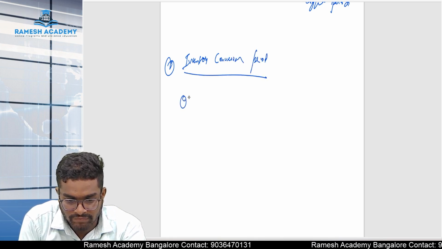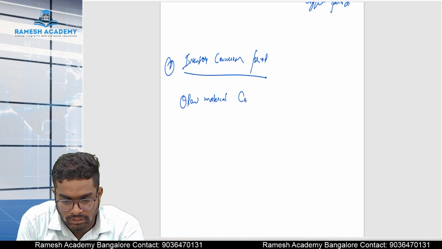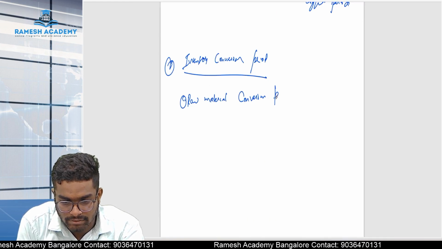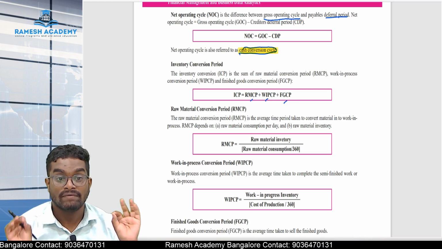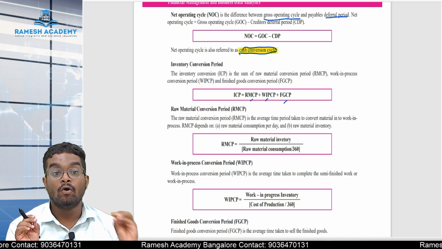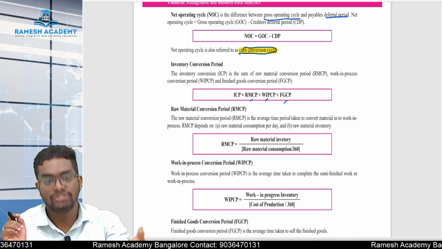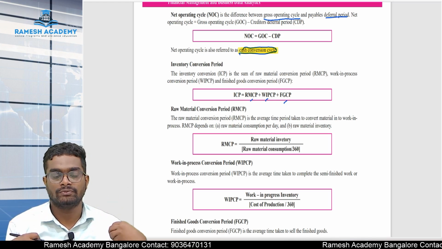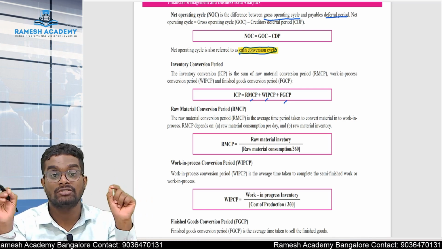In that I have the first one, raw materials conversion period. So what is this conversion? Actually what are we calculating here is that how many days it will take to convert or how many days it will take to consume. So raw materials it has to consume. So in how many days the raw materials will be completely exhausted. That is what we have to find out here.